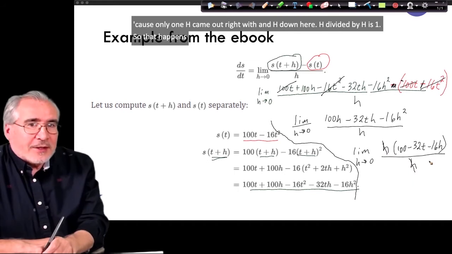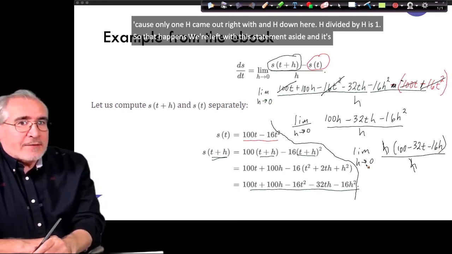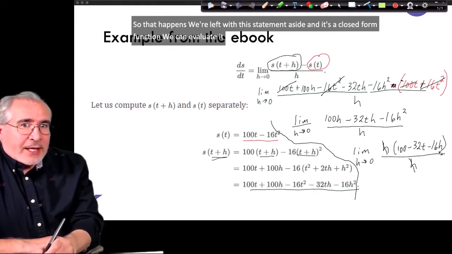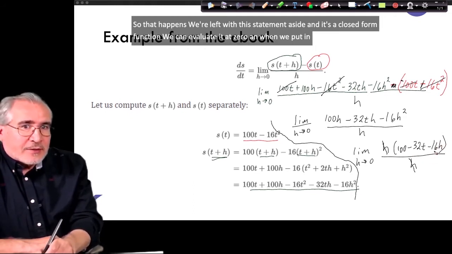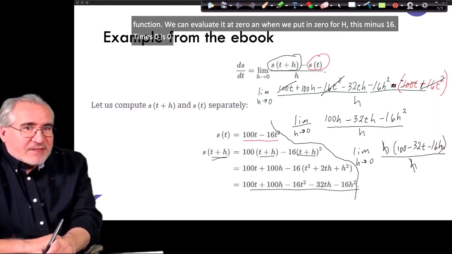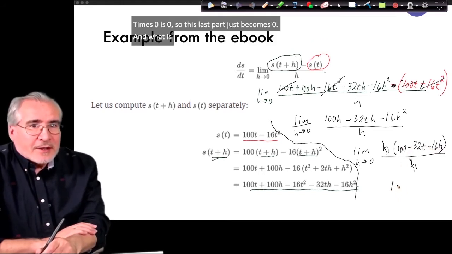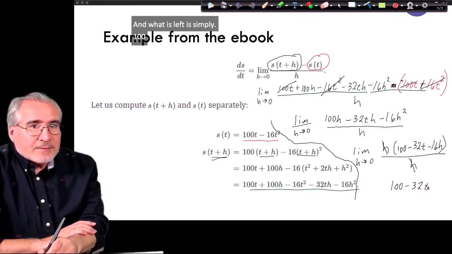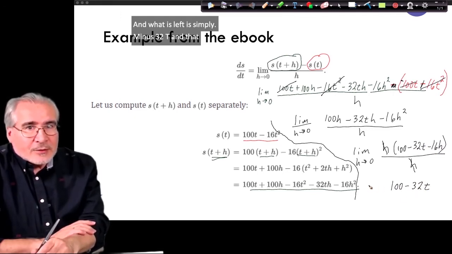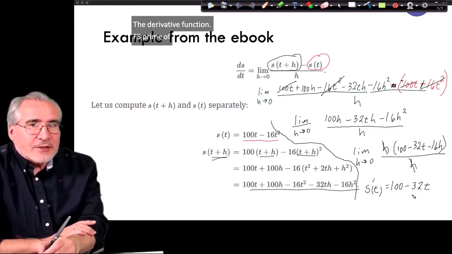We're left with this statement inside, and it's a closed form function. We can evaluate it at 0, and when we put in 0 for h, this minus 16 times 0 is 0, so this last part just becomes 0. And what is left is simply 100 minus 32t. And that is the derivative function, s prime of t. That's our derivative function.